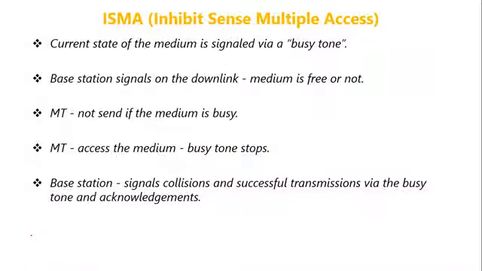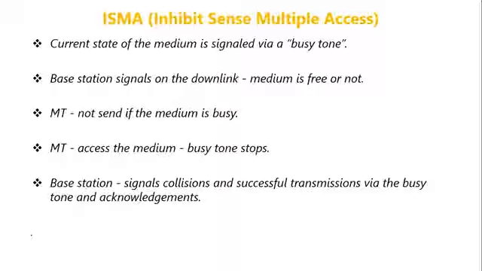That is, the current state of the medium will be signaled via busy tone or idle tone by the base station through the downlink, whether the medium is free or not. If the medium is busy, the mobile terminals will not send any information. If the medium is free, that is if the busy tone stops or if there is an idle tone, then the mobile station will start sending the information.